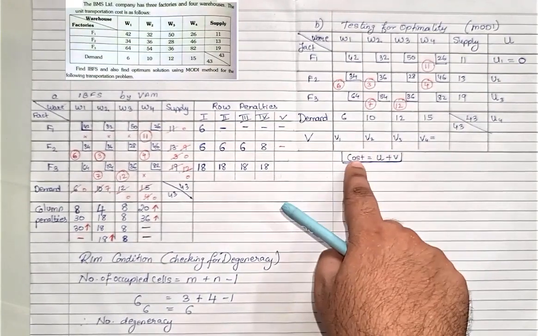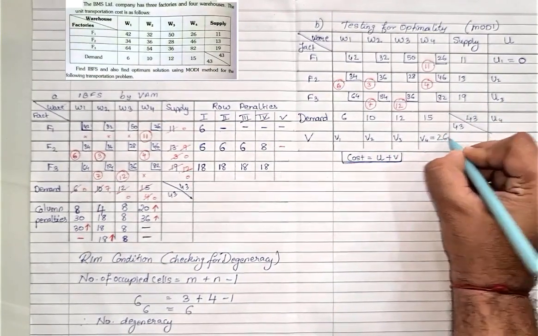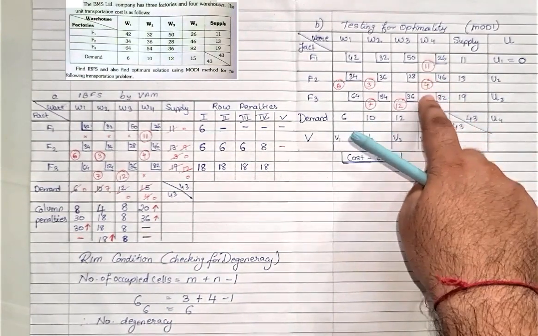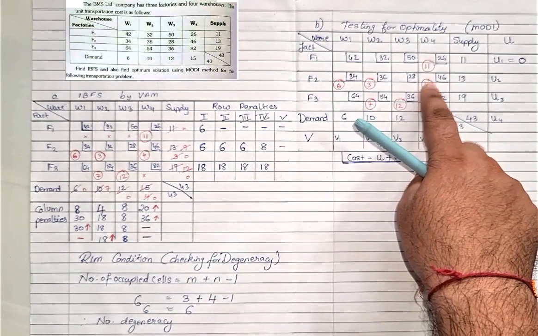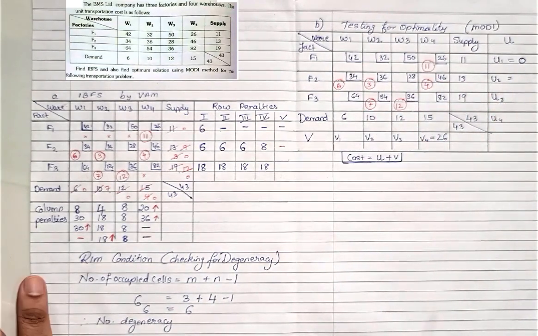So when 0 goes to the other side, it will still remain 26. So my V4 value is 26. Okay. Now, if I have V4, I will use it in the same column where the cost has one more allocation of 4, where I will be able to find the value of U2.